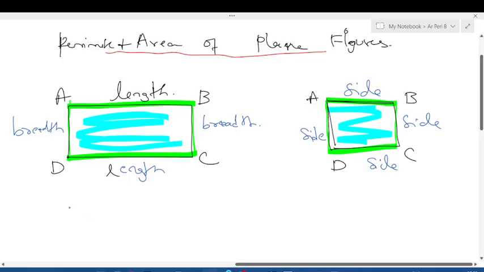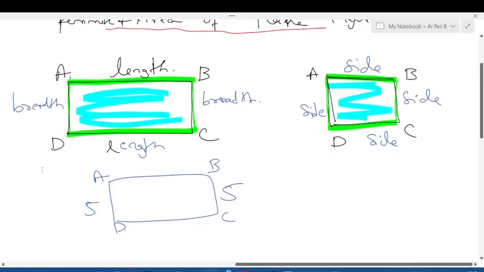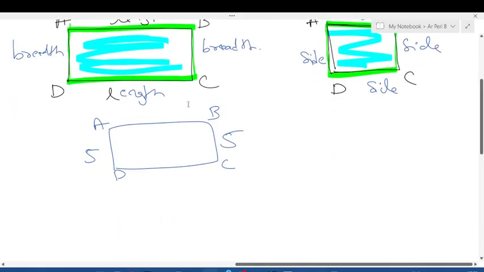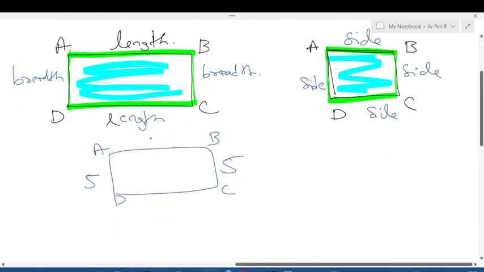Now first formula. Perimeter is the outer distance. Now when you take a rectangle like this, opposite sides are equal. These two are 5. The example for rectangle is your mobile phone. Your mobile phone will look like a rectangle. So if you take a rectangle, 5, AB is 7, DC is 7, 7 centimeters.